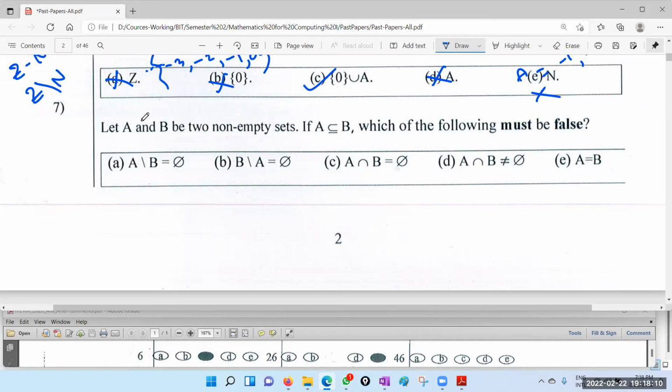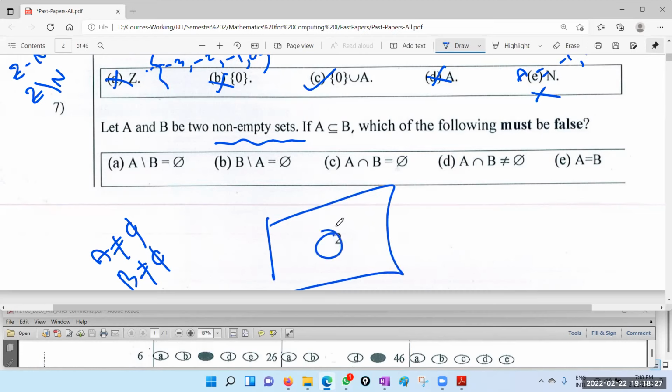Right. So let A and B be two non-empty sets. Right? Two non-empty sets. So A is not equal to the empty set, B is not equal to the empty set. And if A is a subset of B, so that means A is inside B. Not a proper subset, a subset. That means there's a possibility of A equal to B also.